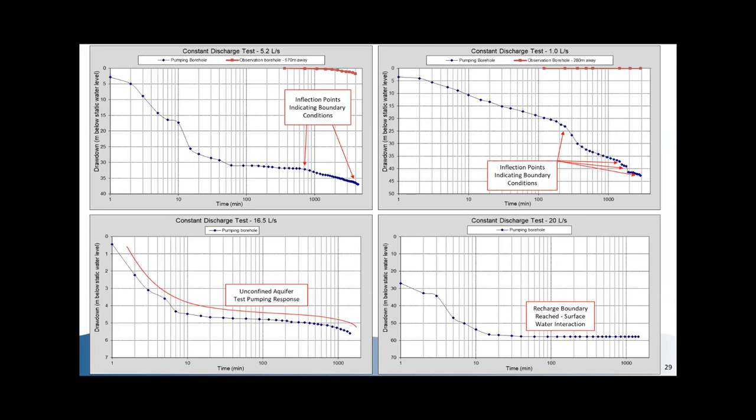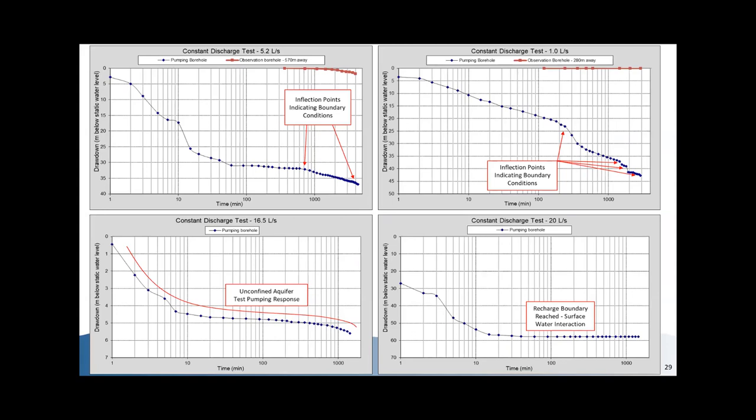So here's a couple of examples that I've pulled up. Now, a quick thing on this. These are constant discharge test examples, and these are plotted on a semi-log plot. And I'll explain briefly why we do that on the next slide.